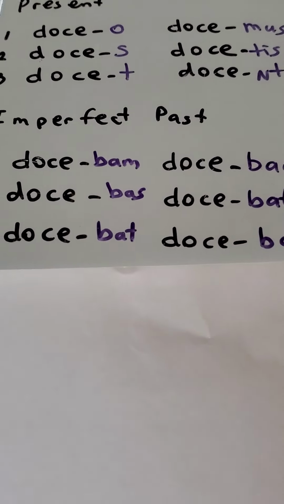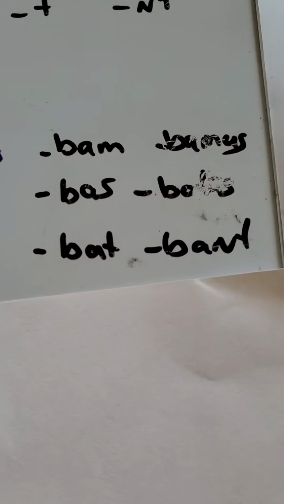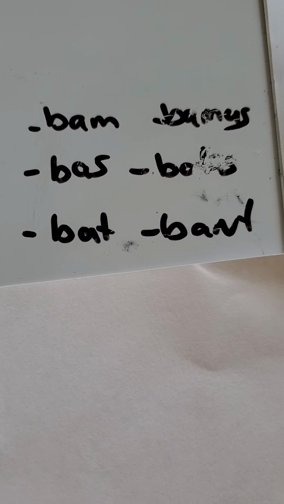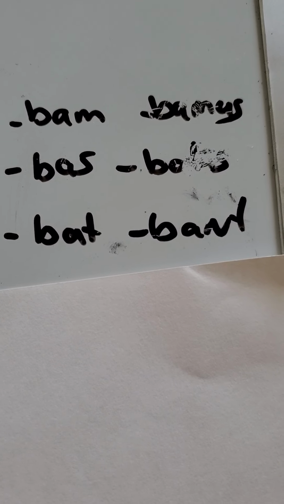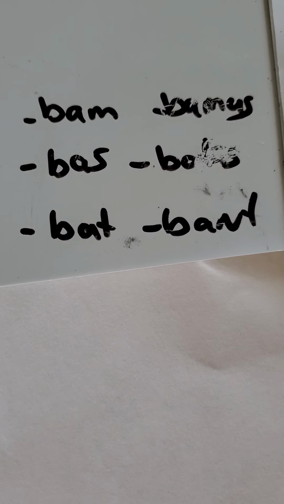And then we've learned the imperfect past. The endings are bam, bas, bat, bamus, batis, bant. And this piece of paper just wiped off my batis right there.